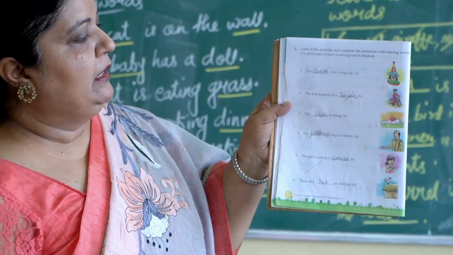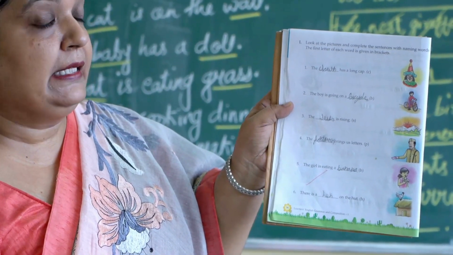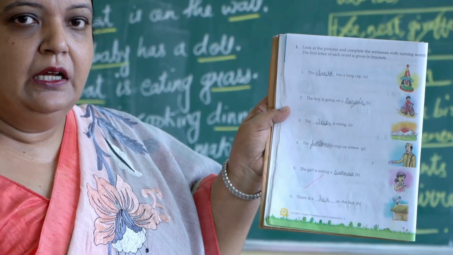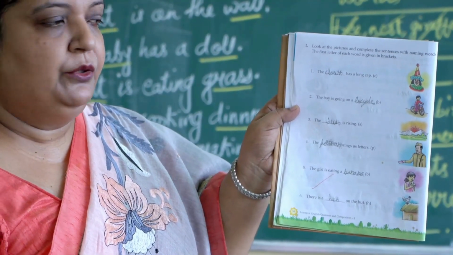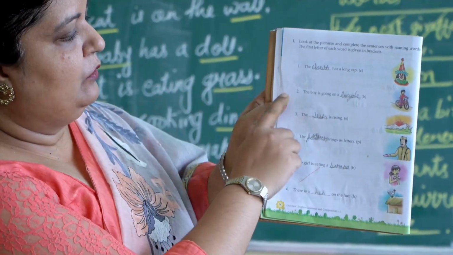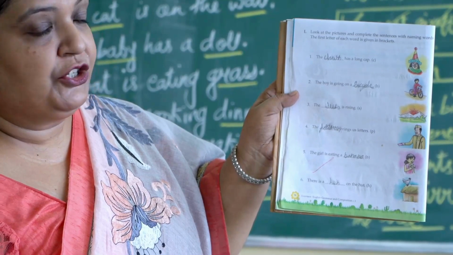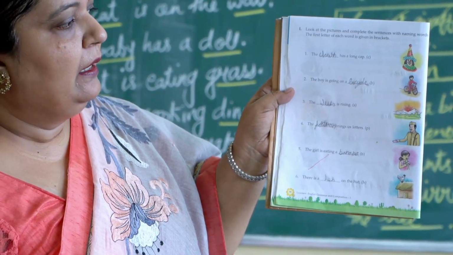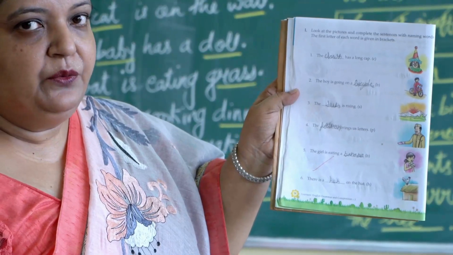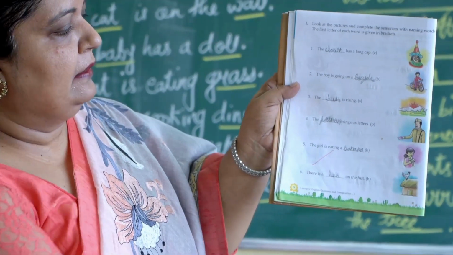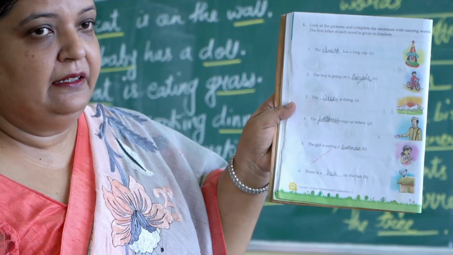Now, the first one, the dash has a long cap. In the bracket, the letter is C, and the picture is of a clown. So what will you write? Clown. C-L-O-W-N. Clown. Now the second, the boy is going on a dash. Starting letter B, and the boy is sitting on a bicycle. B-I-C-Y-C-L-E. Bicycle.